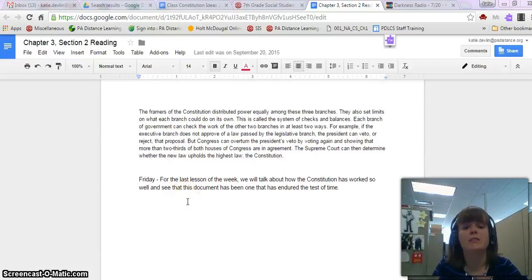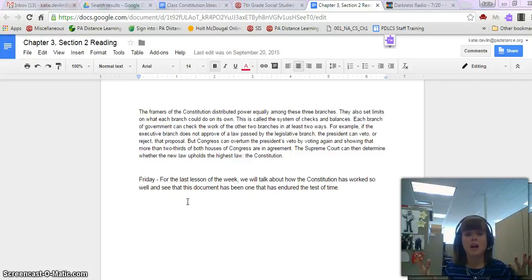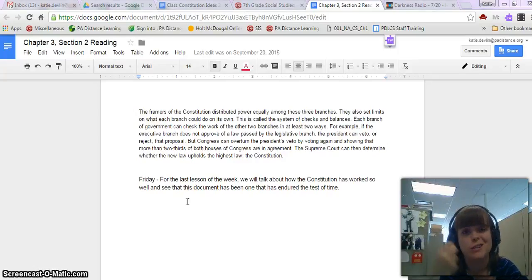The framers of the Constitution distributed power equally among these branches, so they're all kind of responsible for different things. They also set limits on what each branch can do on its own. This is called checks and balances. Each branch of government can check the work of the other two branches in at least two ways. There's going to be a chart in your reading today. Take a look at it. It describes it so wonderfully.